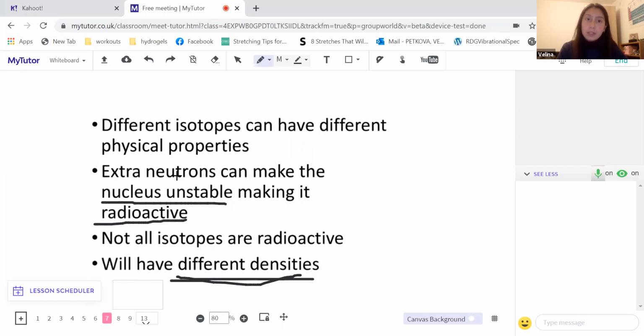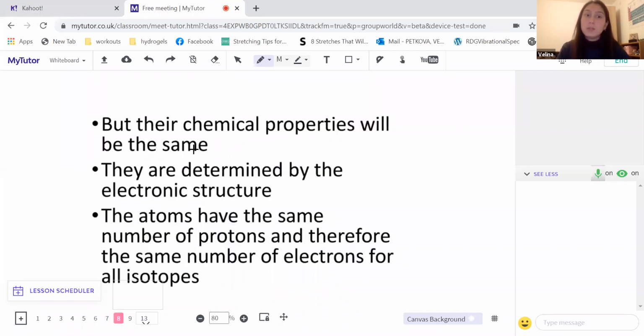Okay, you can have physical properties that are different. It may be radioactive, and it will have different densities, but their chemical properties will be the same, as they have the same electronic structure. Because atoms of the same element, so the isotopes, are going to have the same number of protons, so therefore the same number of electrons. And all your chemical reactions and their reactivity is determined by their electronic structure.